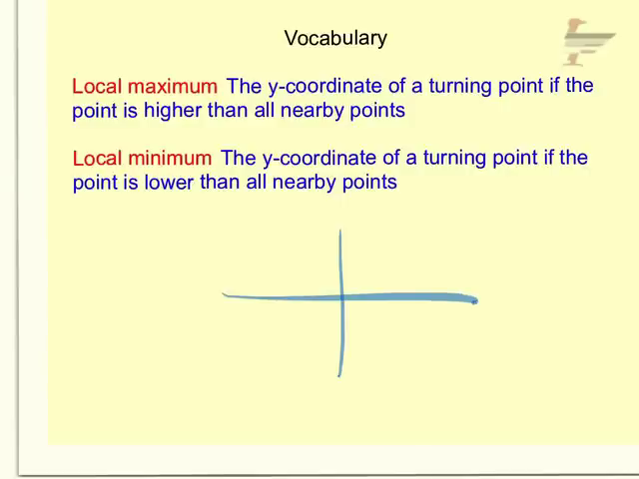If you have a quartic function, and let's say it looks like this, your local maximums would be this point and this point. So it's not necessarily the highest point. You could have several maximums, and that's why they're called local. It's just higher than all the other points around it. This one is higher than all the other points around it. I think you get the idea.